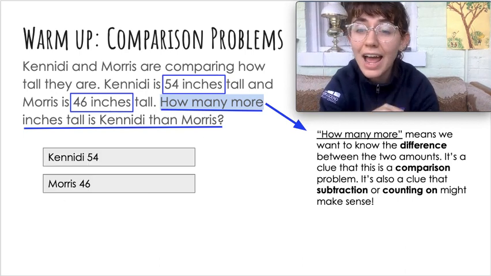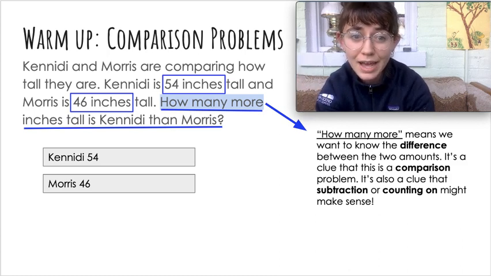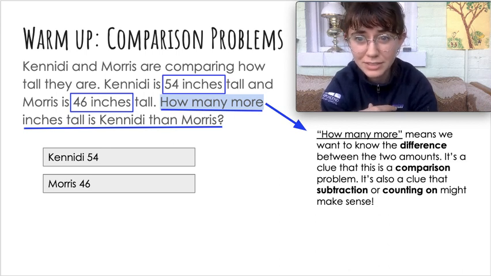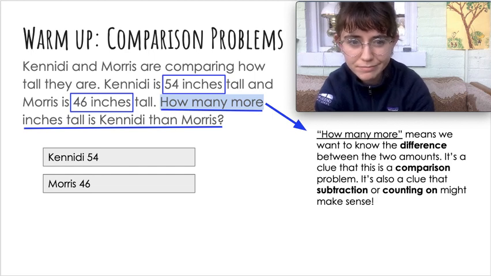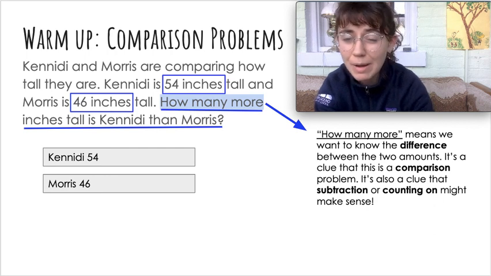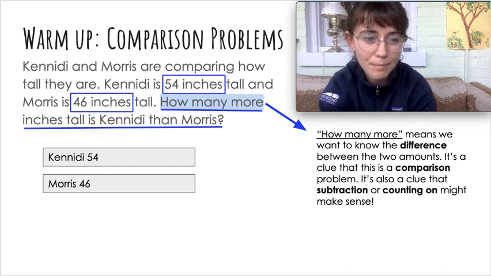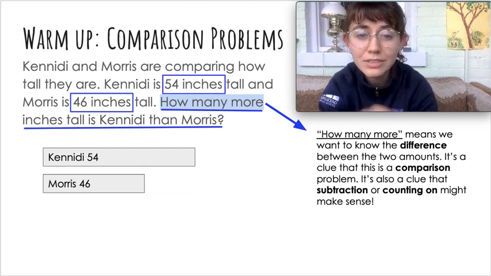So let's get started. I drew two tape diagrams, but I made a mistake on my tape diagrams. I drew a tape for Kennedy that's for 54 inches and for Morris that's 46 inches. I wonder what you think my mistake might be. One issue I had was that I made them the same size, but they're not representing the same amount. Kennedy's height was more inches than Morris's. So that means that Kennedy's tape should be longer and Morris's should be shorter. So I just fixed it like that.